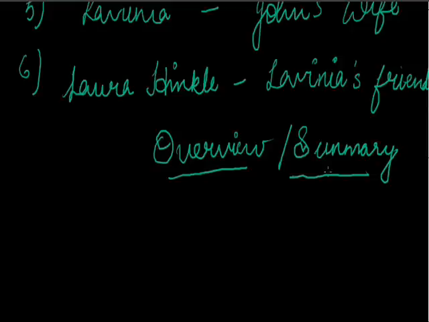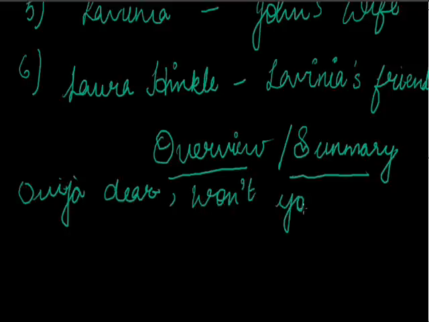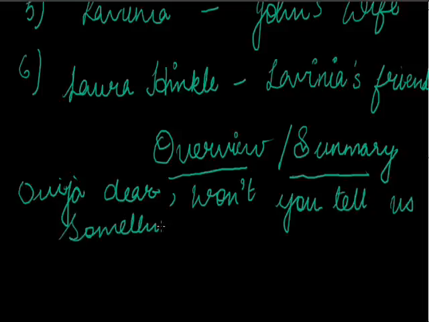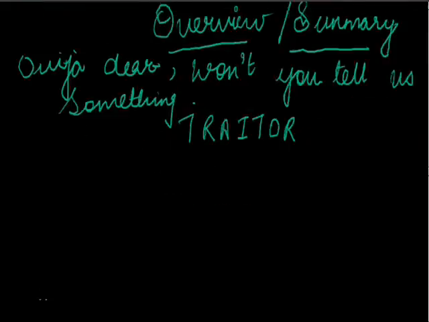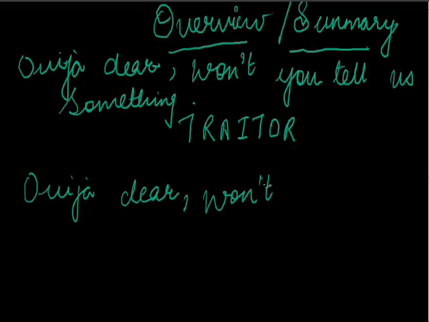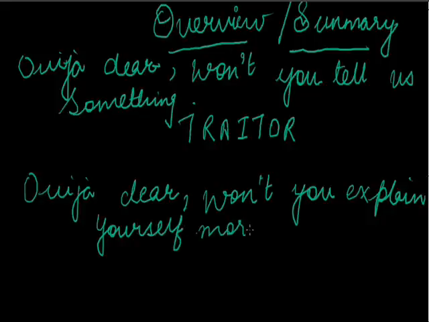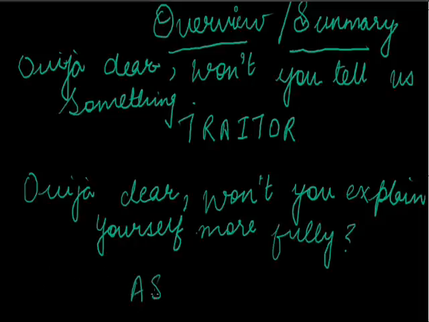As they started, Laura asked Wizardboard to tell something. Now what were those words? Let's see. Wizard dear, won't you tell us something? Wizardboard replied, Traitor. Then Hinkle further questioned, Wizard dear, won't you explain yourself? Wizard replied, Sorry, you won't explain yourself more fully? Then Wizard replied, Ask him.